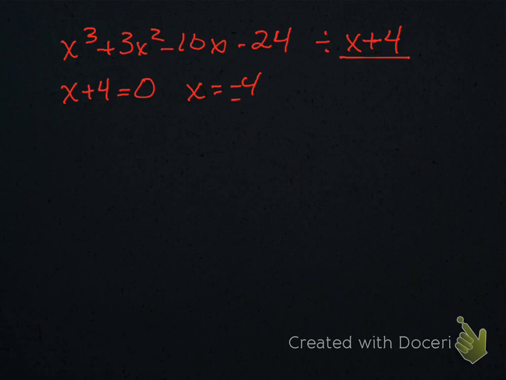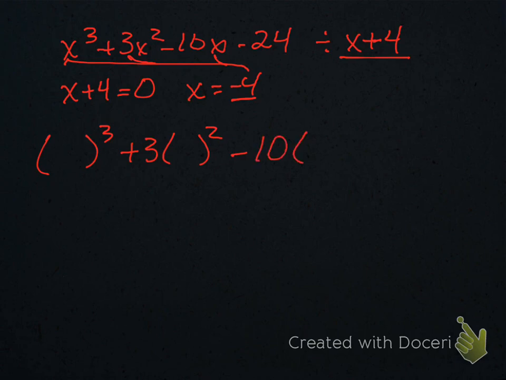I'm going to take this x equals negative 4, and I'm going to plug it in to every place that I have an x. Okay, so let's do that. I'm going to do x cubed plus 3x squared minus 10 times x minus 24. And I'm going to plug the x equals negative 4, so negative 4 into all of these spots. Okay?